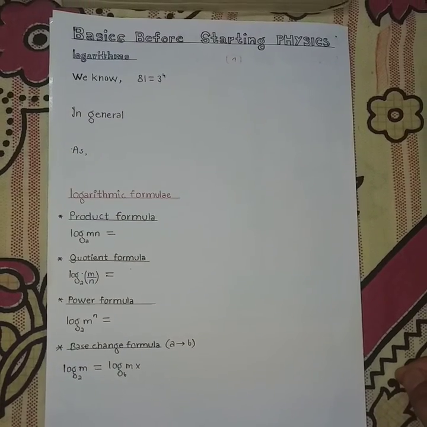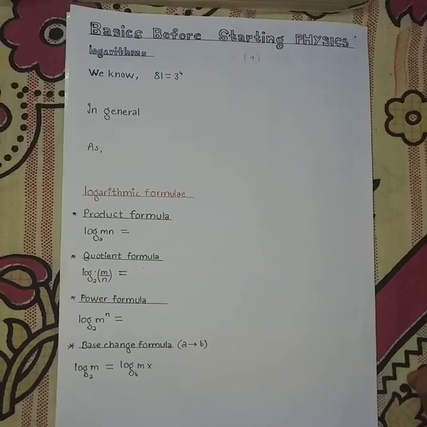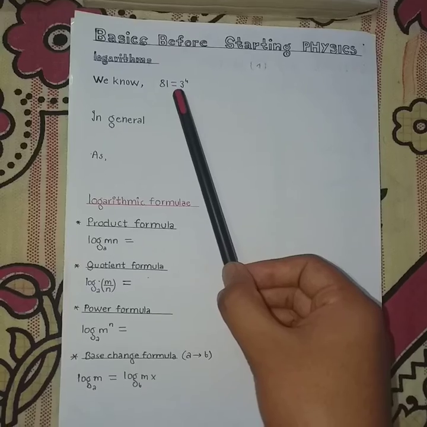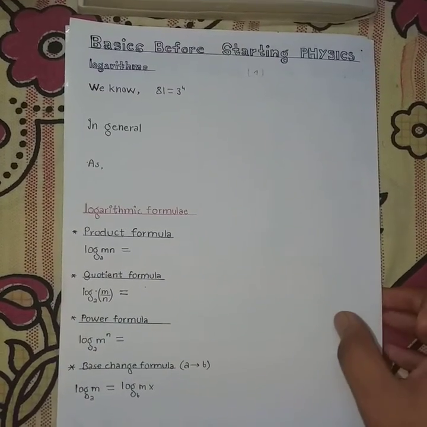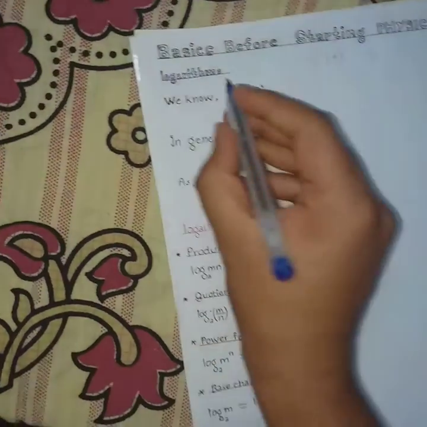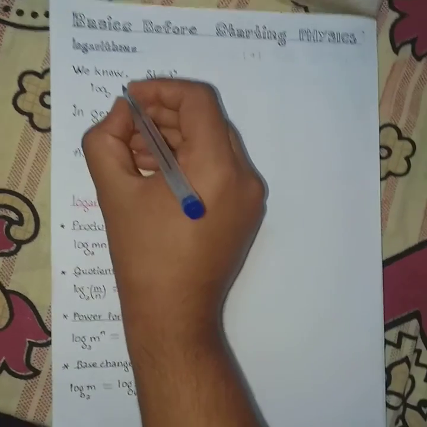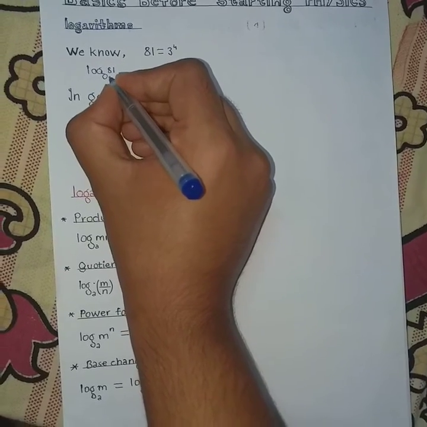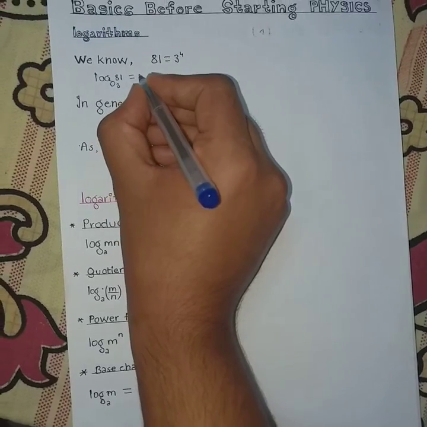In this video, we will start basics before starting physics, and today we will discuss logarithms. We know 81 equals 3 raised to the power 4. So in other language, that is in logarithms, we say log 81 to the base 3 equals 4.